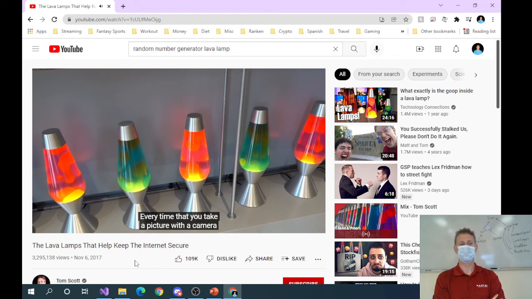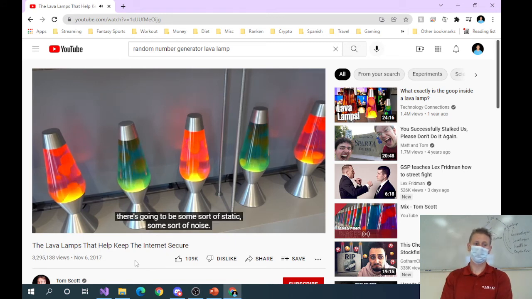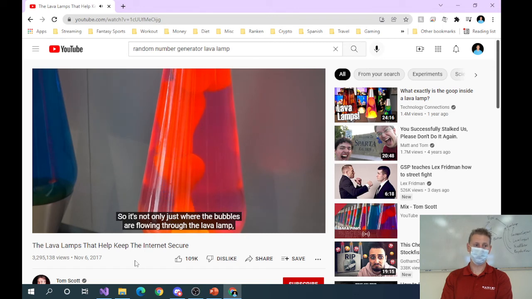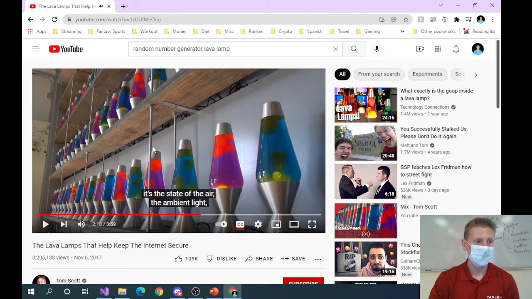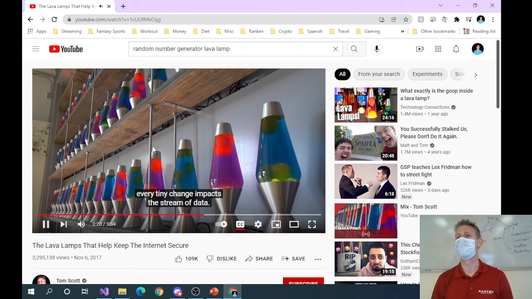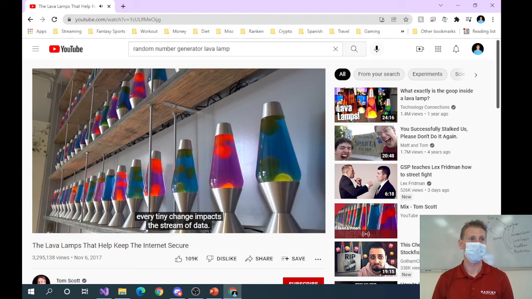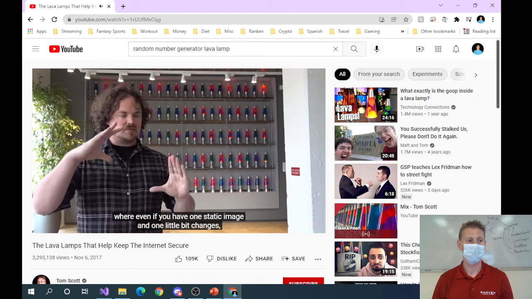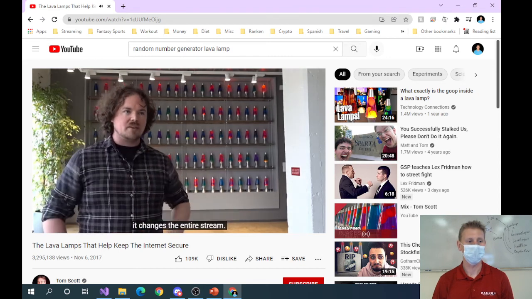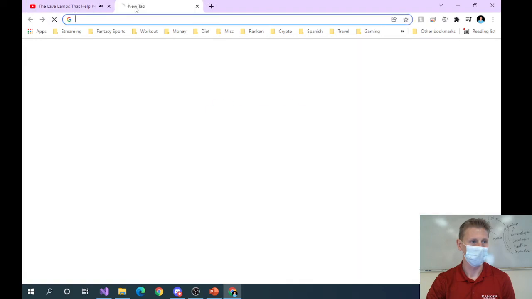Every time that you take a picture with a camera, there's going to be some sort of static, some sort of noise. So it's not only just where the bubbles are flowing through the lava lamp, it's sort of the state of the air, the sort of ambient light. Every tiny change impacts the stream of data. A cryptographic hash function is something that we use where even if you have one sort of static image and one little bit changes, it changes the entire stream.